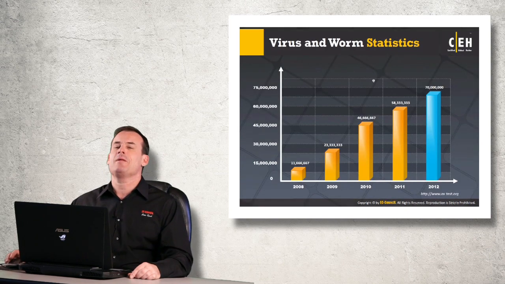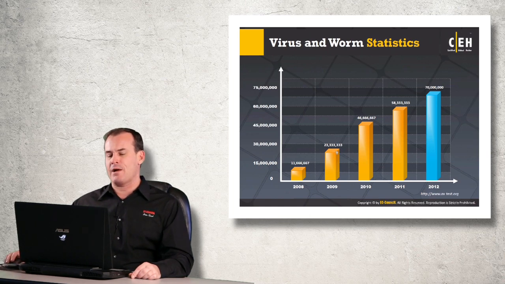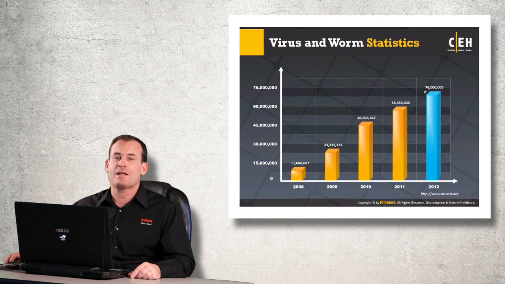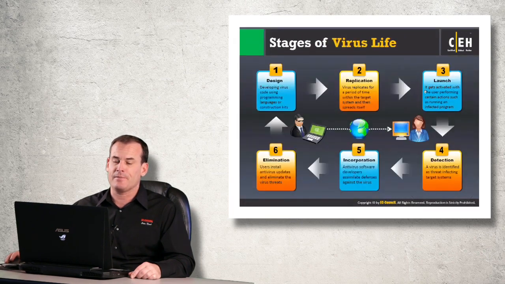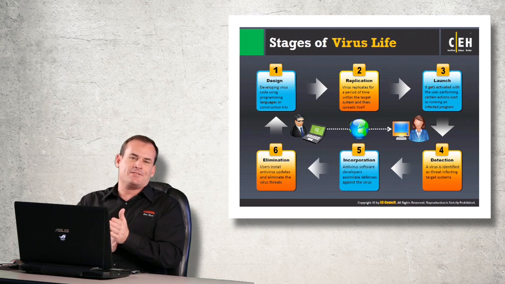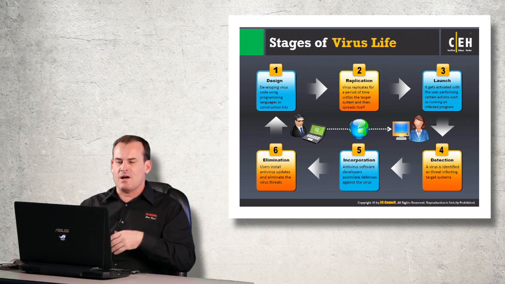Statistically, we've seen a pretty rapid progression from 2008 to 2012 for the known viruses and worms, going from 11 million to 70 million in 4 years. That's a substantial increase without a doubt. All right, our stages of virus life: we've got the design, the replication, the launch, and so forth.